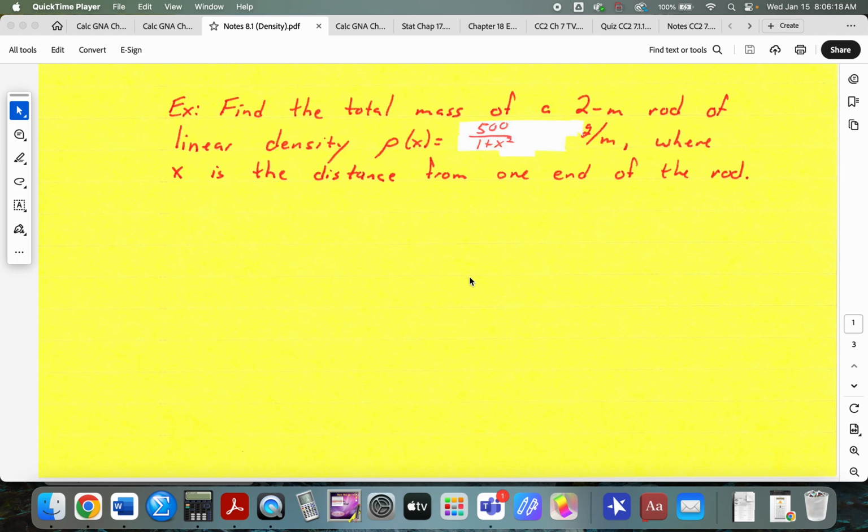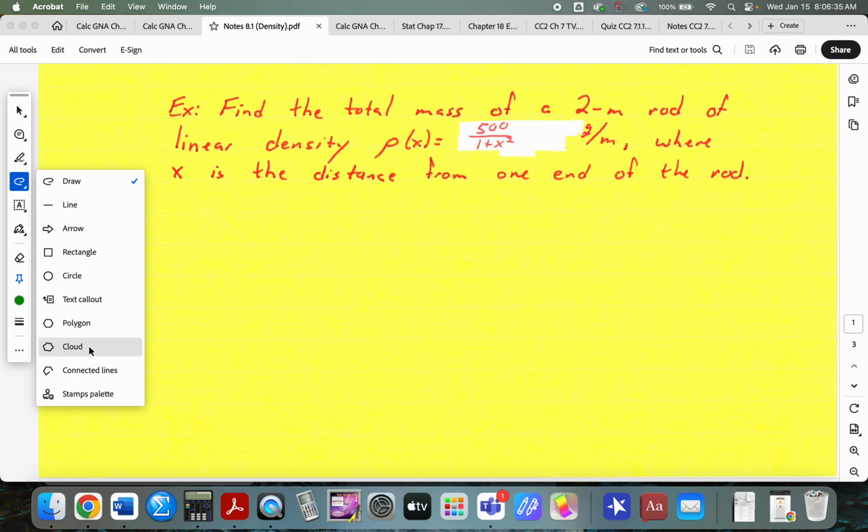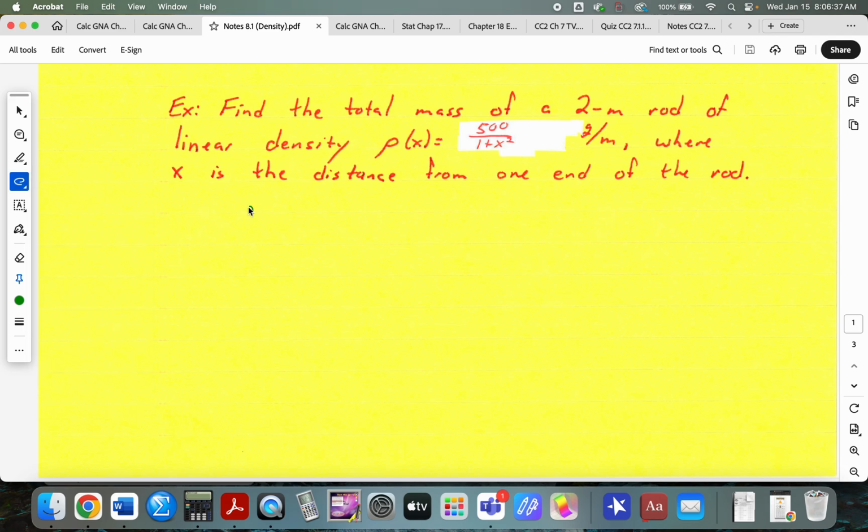So find the total mass of a 2-meter rod of linear density rho of x equals 500 over 1 plus x squared grams per meter, where x is the distance from one end of the rod. Well, it couldn't be any more straightforward. That is simply the integral from 0 to 2 of 500 over 1 plus x squared dx.